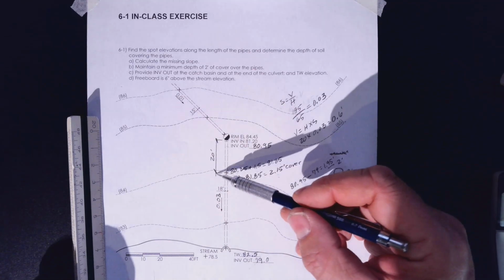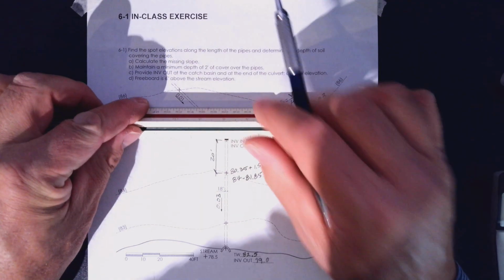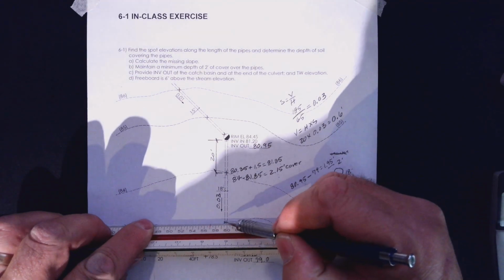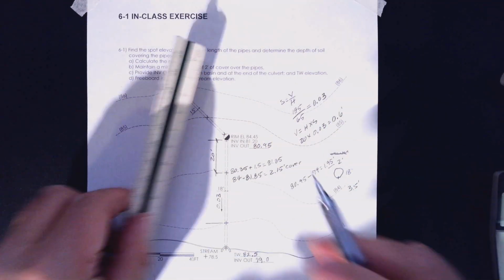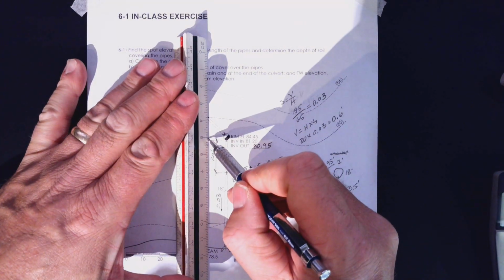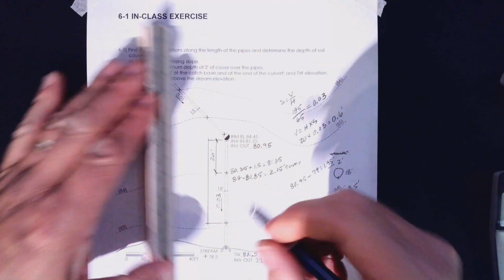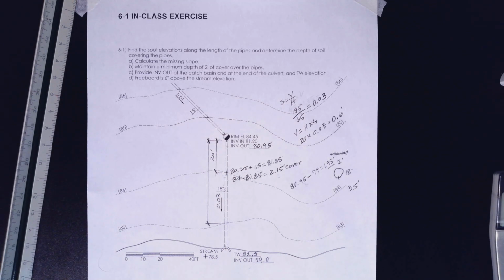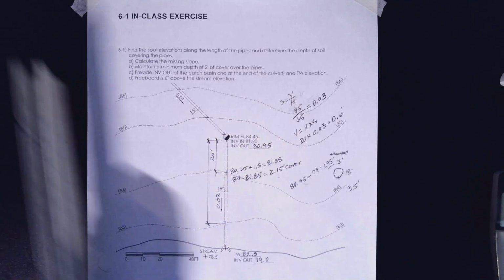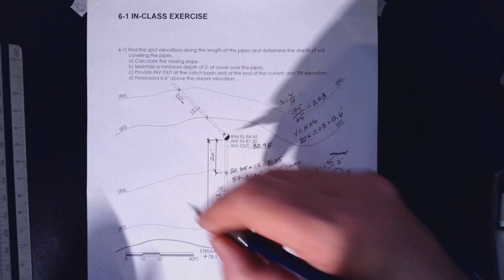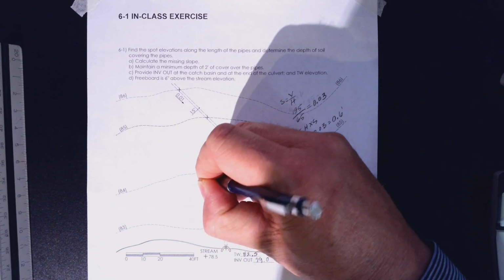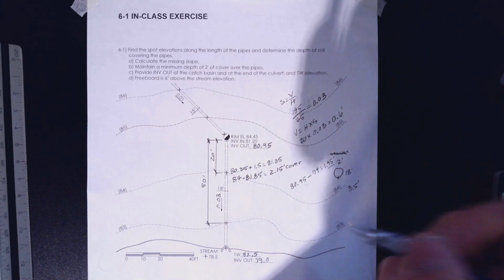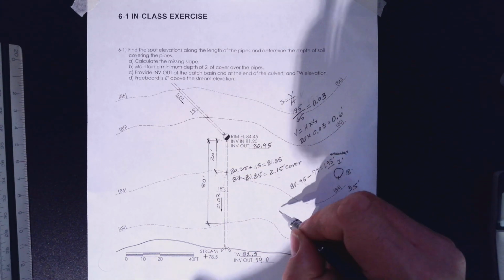You can either measure just from here to here, or what I want to do is measure from here to here, like this. So from there to there, doing the same thing. And that distance, if you measure it, is 50 feet. So this is 50 feet. Now we're going 50 feet at 3%. So we're trying to figure out what the vertical is.